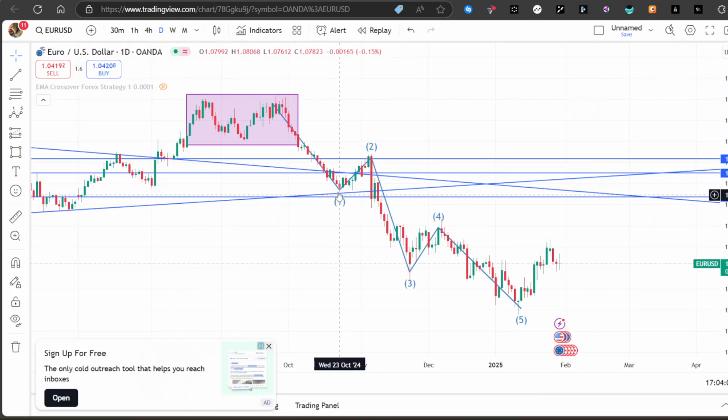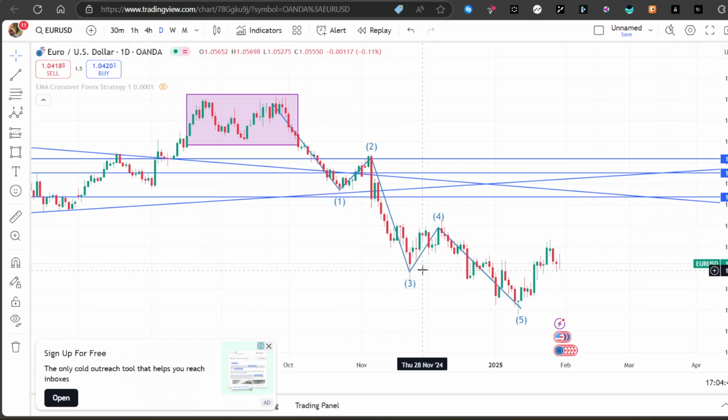Then wave 2 is the correction, the pullback wave, which retraces a portion of the first wave. Typically, wave 2 does not retrace more than 100% of wave 1, and it's important to watch for key support levels as the price moves back down. Then wave 3 is another impulse wave. This is usually the longest and most powerful wave of the trend. It moves in the direction of the primary trend and can often go further than most traders expect. It's the wave that gives the trend its momentum.